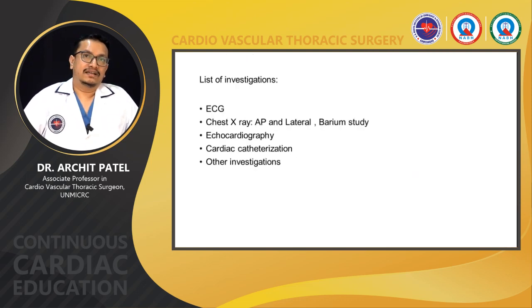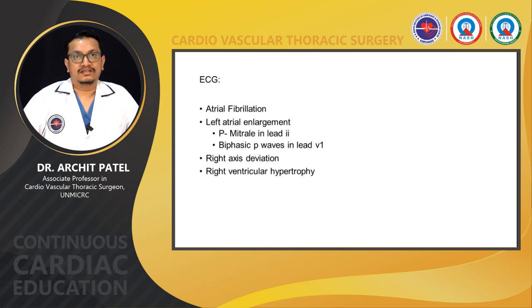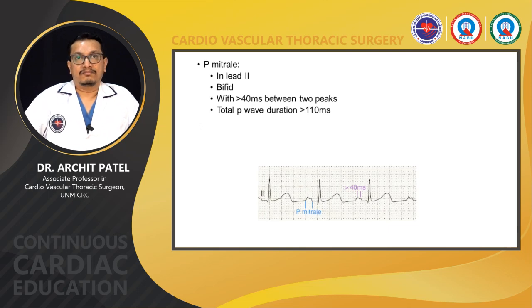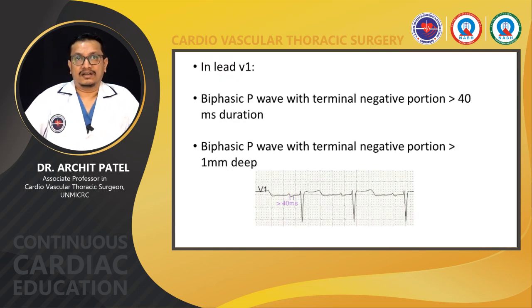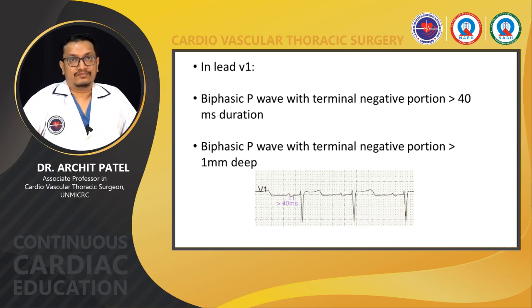How will we investigate this patient primarily? By ECG, X-ray, 2D echo, cardiac cath and other investigations. ECG findings will suggest AF or sinus rhythm, left atrial enlargement, right axis deviation, right ventricular hypertrophy. P mitrale in lead 2, where the P wave duration is more than 110 milliseconds. In lead 1, biphasic P wave.